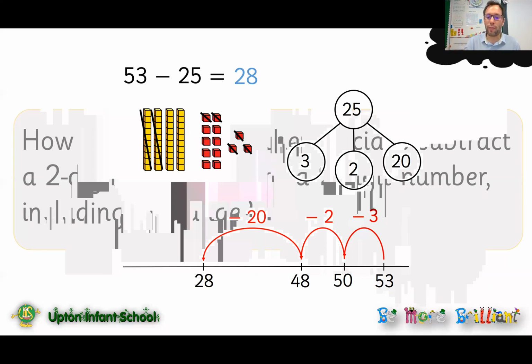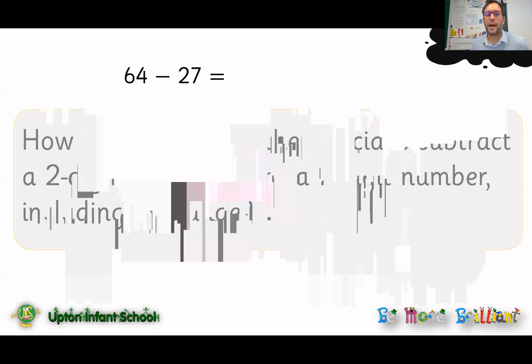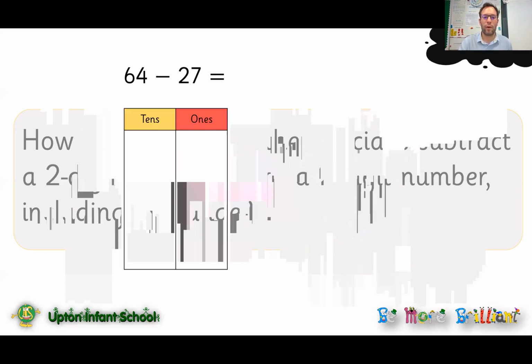53, take away 3 to bridge through 10, take away 2 to take us to 48, then take away 20 to land on 28. Let's try another one now. 64, take away 27. Now, we're going to do this by using our 10s and 1s equipment, and we're going to start to use our column method to do this now.